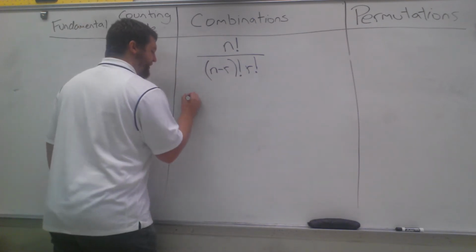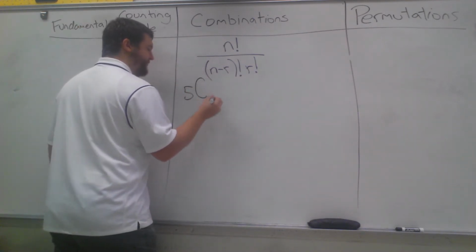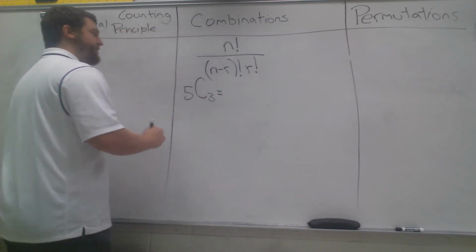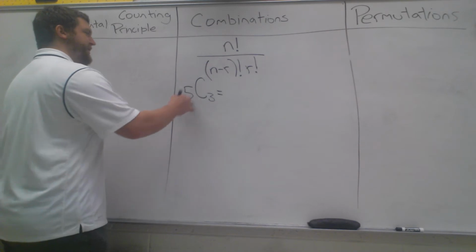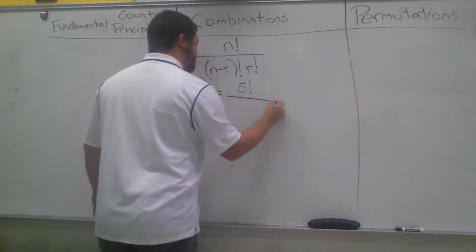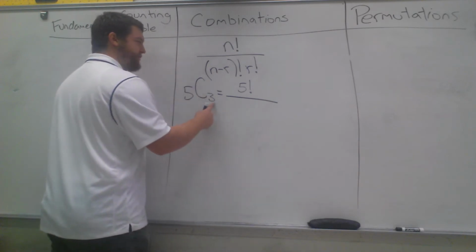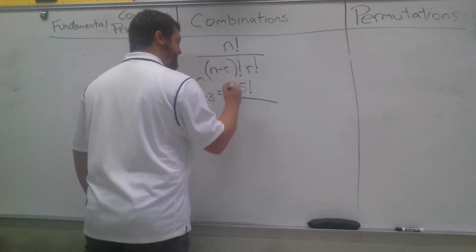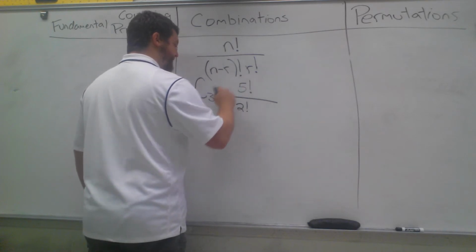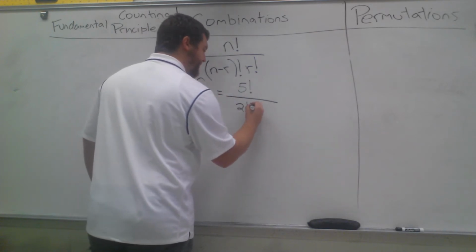So their total options are 5. We're doing a combination and we're picking 3. Okay? So if I plug this in, I get 5 factorial divided by 5 minus 3, which is 2. So 2 factorial times r factorial times 3 factorial.